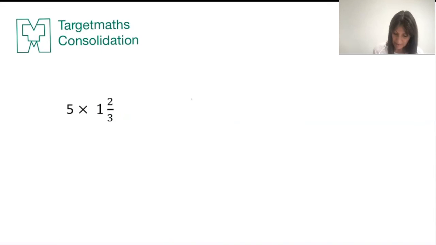Okay, so I'm going to put the whole number over 1 so that it's a fraction. I want to use a fraction method, so I need fractions. And then we're obviously going to do our changing from a mixed into an improper. So 3 times 1 is 3, plus the 2 is 5. So I've got 5 over 3. And now I can just do it. 5 times 5 is 25. 1 times 3 is 3.